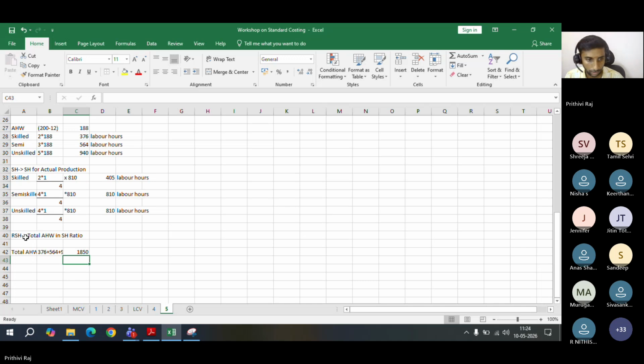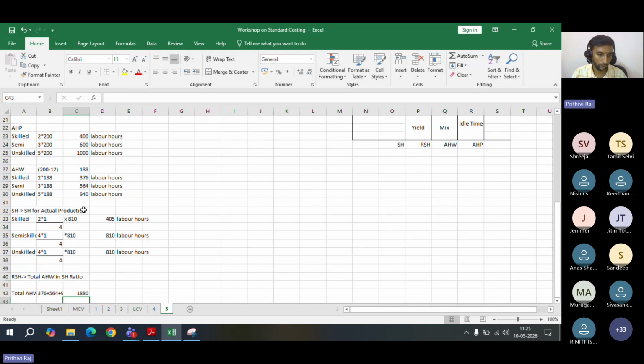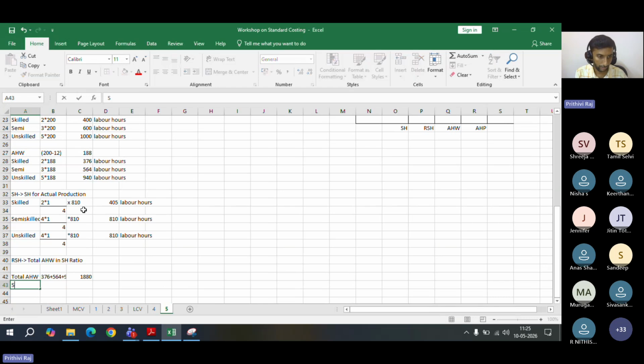The total is 1880. In SH ratio, what is my SH ratio? See how many laborers are there: 2:4:4. The SH ratio is 2:4:4.